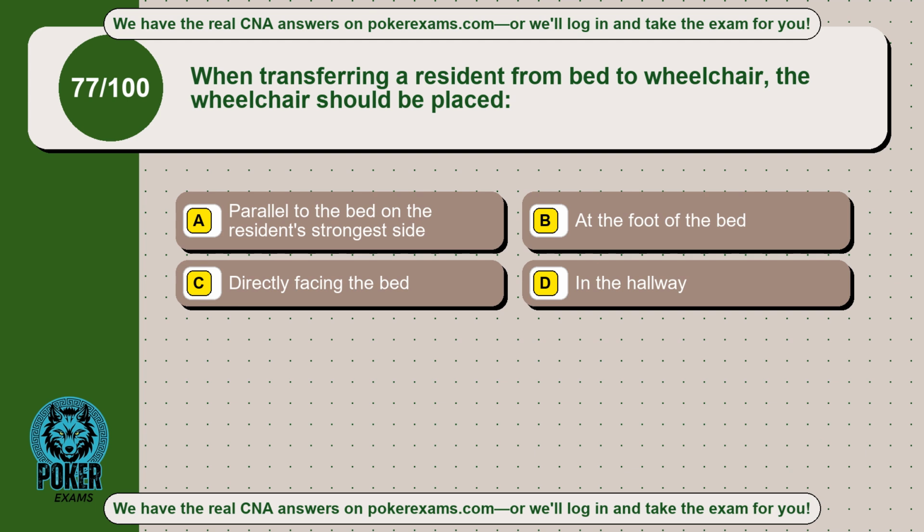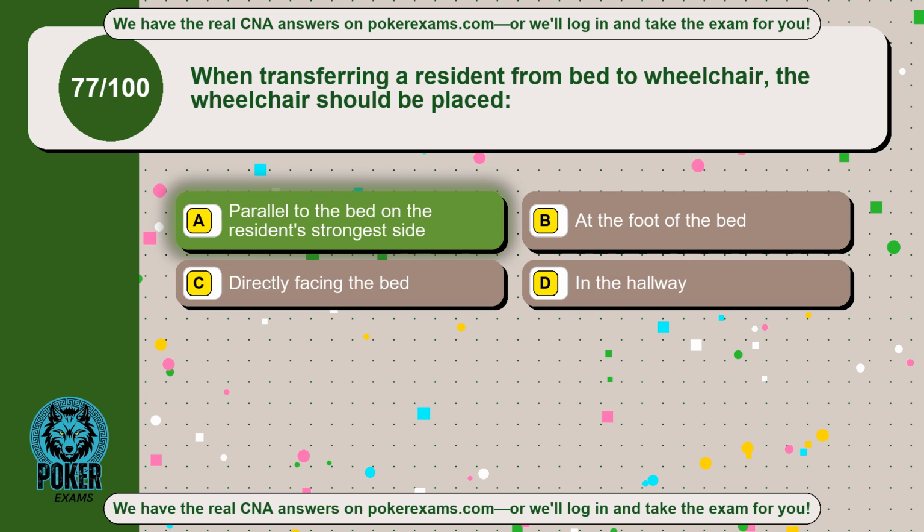Question 77. When transferring a resident from bed to wheelchair, the wheelchair should be placed: Option A, parallel to the bed on the resident's strongest side. Option B, at the foot of the bed. Option C, directly facing the bed. Option D, in the hallway.